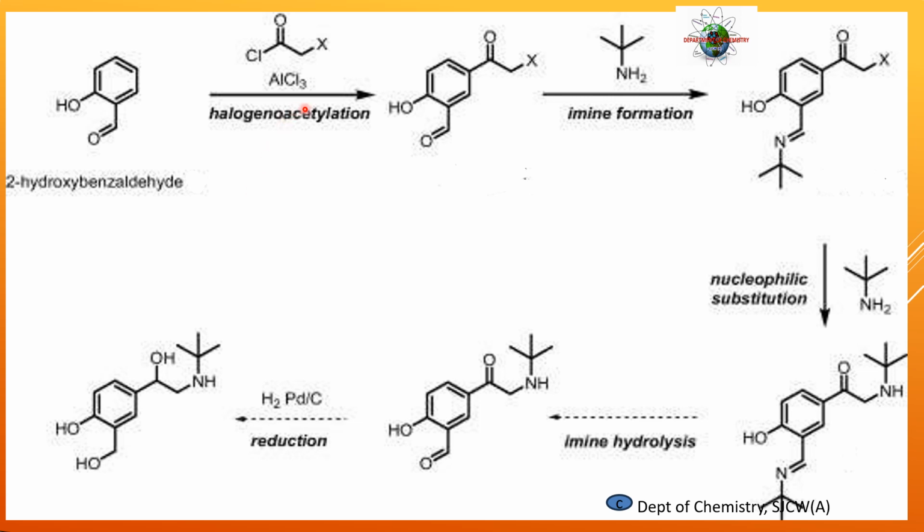In the first step of the mechanism, electrophilic substitution reaction takes place. In the second step of the mechanism, there is a formation of imine. In the third step of the mechanism, it undergoes nucleophilic substitution reaction. Further, it undergoes imine hydrolysis, followed by reduction, which finally gives salbutamol.